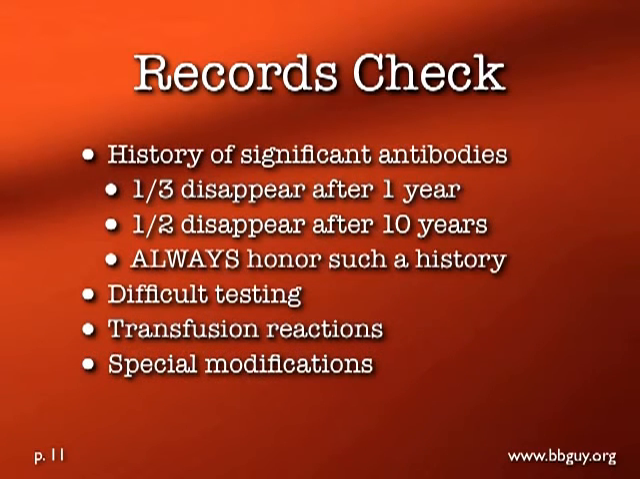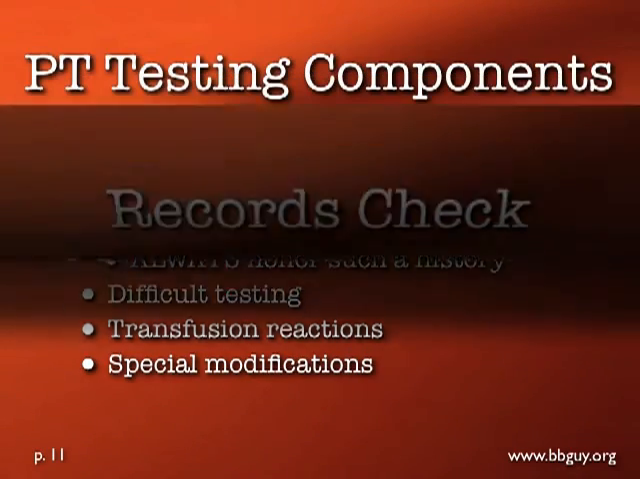The significant antibody check is really important because one third of clinically significant alloantibodies will disappear after one year, and nearly a half of them will disappear after 10 years. So if you see a significant antibody in the patient's history, regardless of how long ago it's been, you honor that and you give them antigen-negative blood. You also look for, as I said, difficult testing and all those other things, but most important in this slide is to look at the history of significant antibodies.